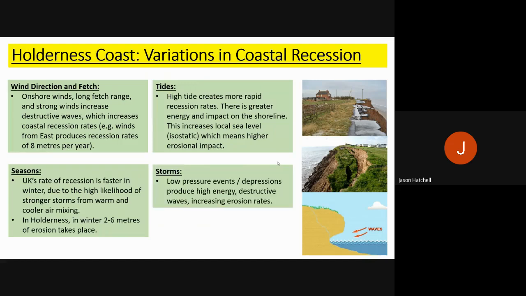And finally, storms. We mentioned these briefly when we talked about seasons. Low pressure events and depressions like rainstorms that we generally get in the UK in winter produce high energy destructive waves, and they increase erosion rates too. So you've obviously all seen choppy seas before. You've heard about boats being cancelled in the Irish Sea, for example, because of choppy waves. This is when storms take place, low pressure events, and that increased amount of energy increases the amount of erosion along the coastline of the Holderness coast, and that means higher erosion rates.